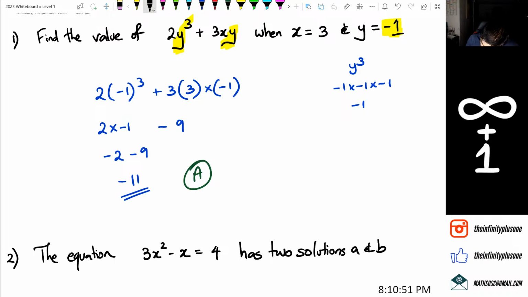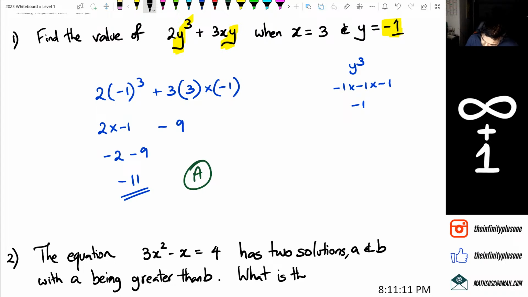Just write that right. Two solutions, A and B, with A being greater. Sorry, I'm not prepared today. That's the problem. I've had a bit of a busy day. Then B, what is the value of A minus B?